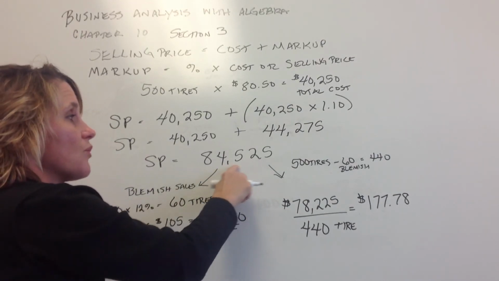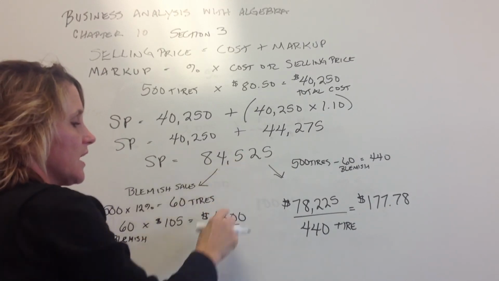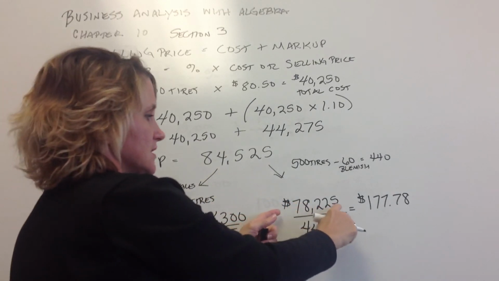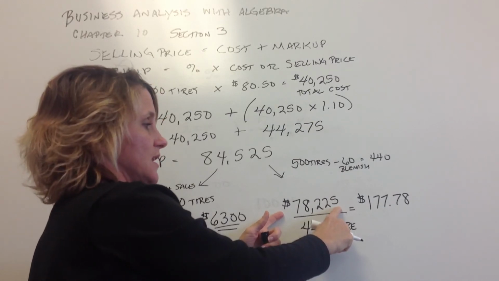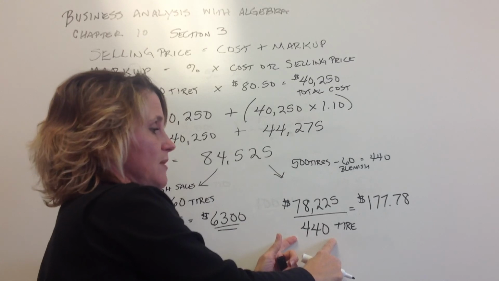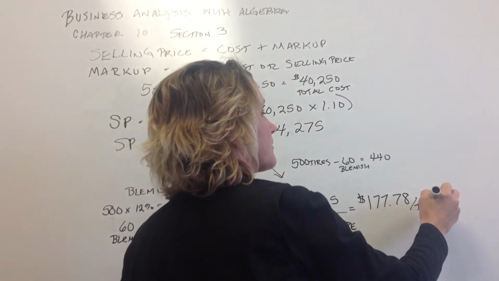I still don't want to make more than my $84,525. That's my total goal. So then I can subtract the $6,300 from my total goal to say, okay, I'm left with $78,225 that I want to make on those 440 tires that are remaining. So then that's how I calculate out my price per tire.